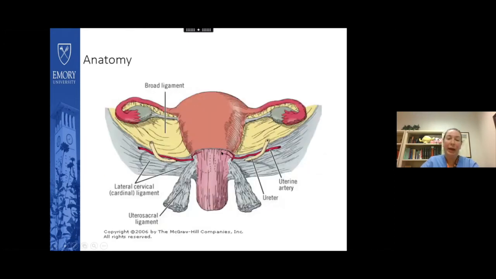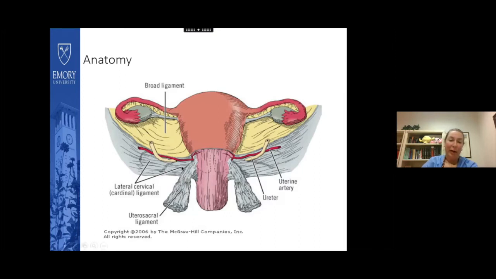More anatomy. This is your uterus, your vagina. The uterosacral ligament is a ligament that attaches the apical portion of the vagina to the sacrum. So uterosacral, so let's name that. The lateral cardinal ligaments are not as important for support as the uterosacrals are. They are important. I don't want to make them sound like they don't do anything.